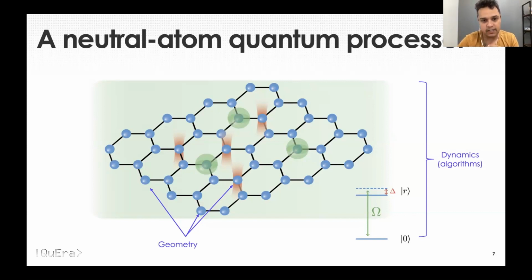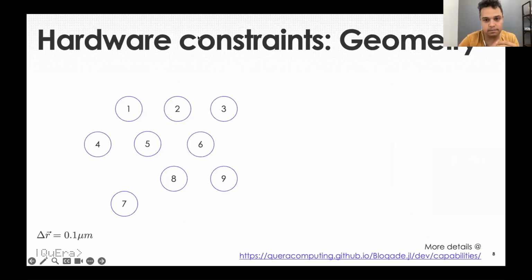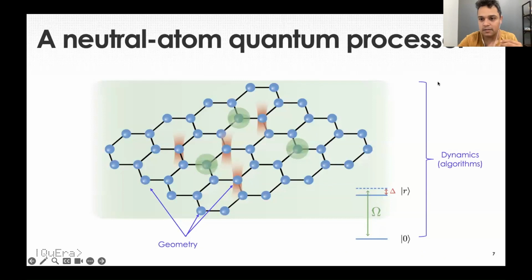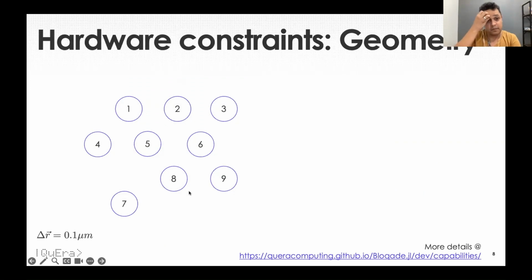The second side of this is the dynamics. So how do you make these atoms do things? How do you control them? How do you make things happen? That is tantamount to setting up algorithms. So we're going to start with discussing the geometry.